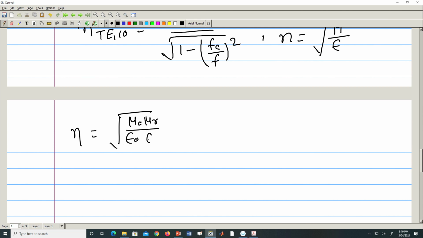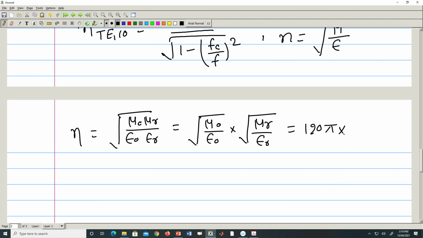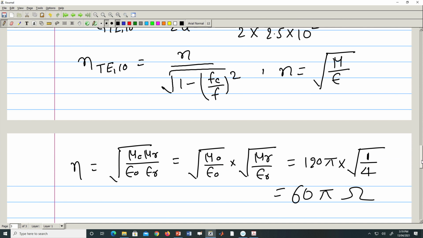So, this first part will be 120 pi into the second part, where upper part mu r is 1 and epsilon r is 4. So, square root of 4 will be 2 and this will be 60 pi ohm. So, this is eta for this case. From this we can substitute all the values, fc and this eta, in the TE10 mode. So, wave impedance for the TE10 mode will be eta divided by square root of 1 minus fc whole square.